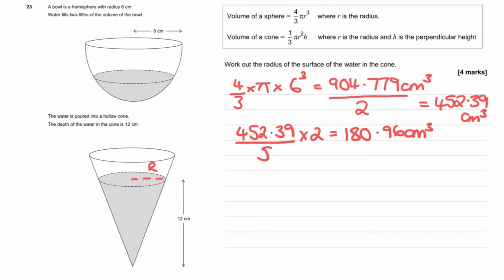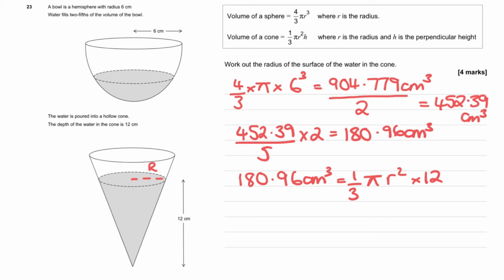So the volume of the cone is 1/3 times pi times r squared times h. So we're going to work backwards this time. This time we know the volume is 180.96 centimetres cubed, and that is equal to 1/3 times pi times r squared, where we don't know the value of r, times 12. That's the value of h. So now we're going to be able to work out a value for r.